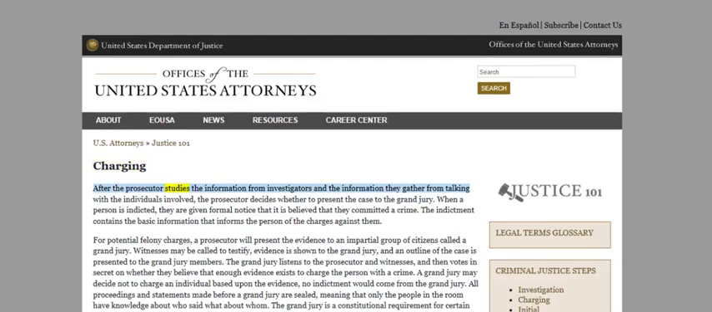After the prosecutor studies the information from investigators and the information they gather from talking with the individuals involved, the prosecutor decides whether to present the case to the grand jury. When a person is indicted, they are given formal notice that it is believed that they committed a crime. The indictment contains the basic information that informs the person of the charges against them.